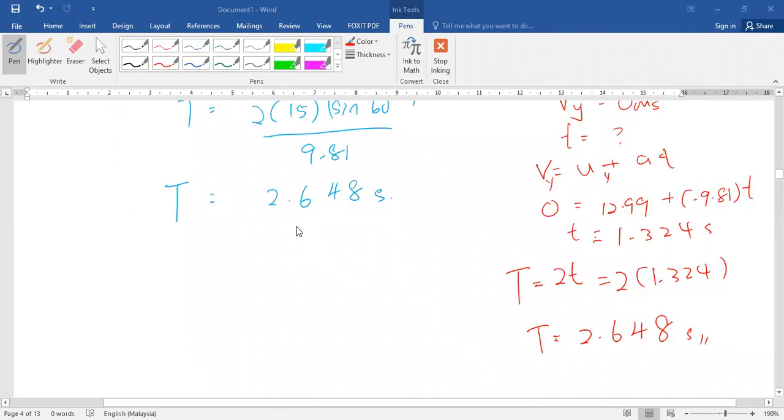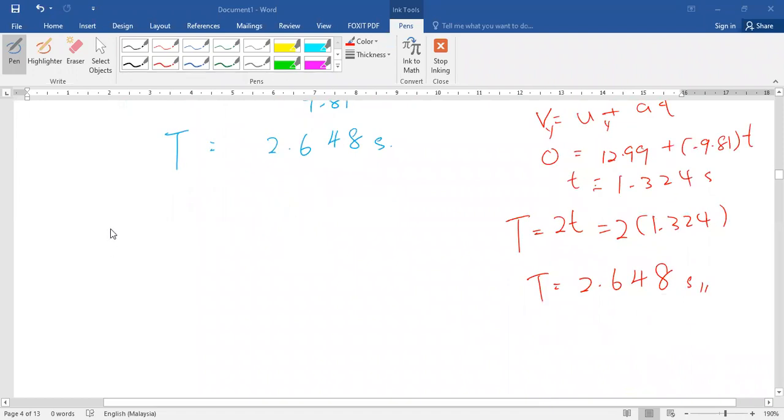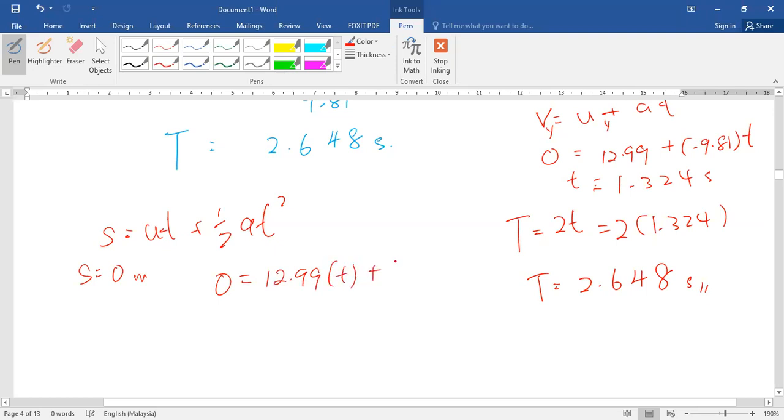Another one, I can use the formula s equals ut plus 1/2 at squared. If I use that, s is equal to 0 because it reached back to the ground again. So 0 equals u, initially I throw up with uy, so that is 12.99 times t plus 1/2 times negative 9.81 times t squared. So solve it.